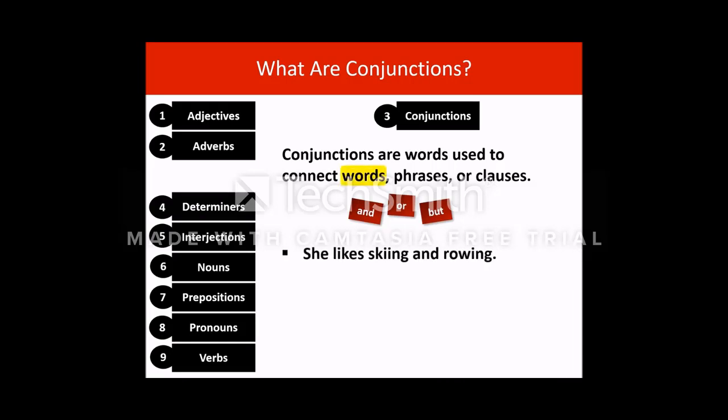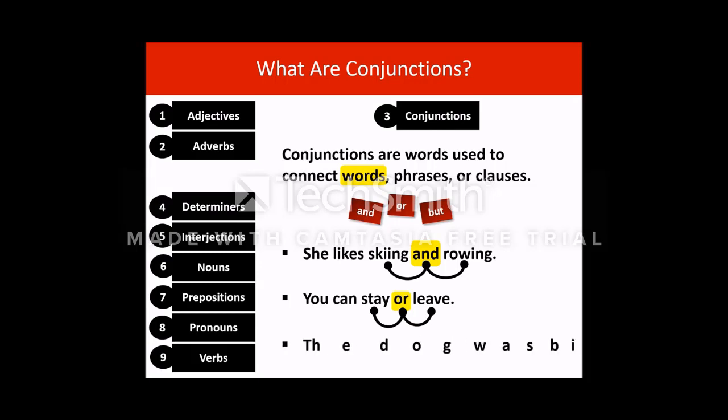She likes skiing and rowing. In this sentence, and is a conjunction, and it connects the words skiing and rowing. Here's another example. You can stay or leave. Or is our conjunction, and it connects the words stay and leave. One more example. The dog was big but friendly. But is our conjunction, and it connects the words big and friendly.